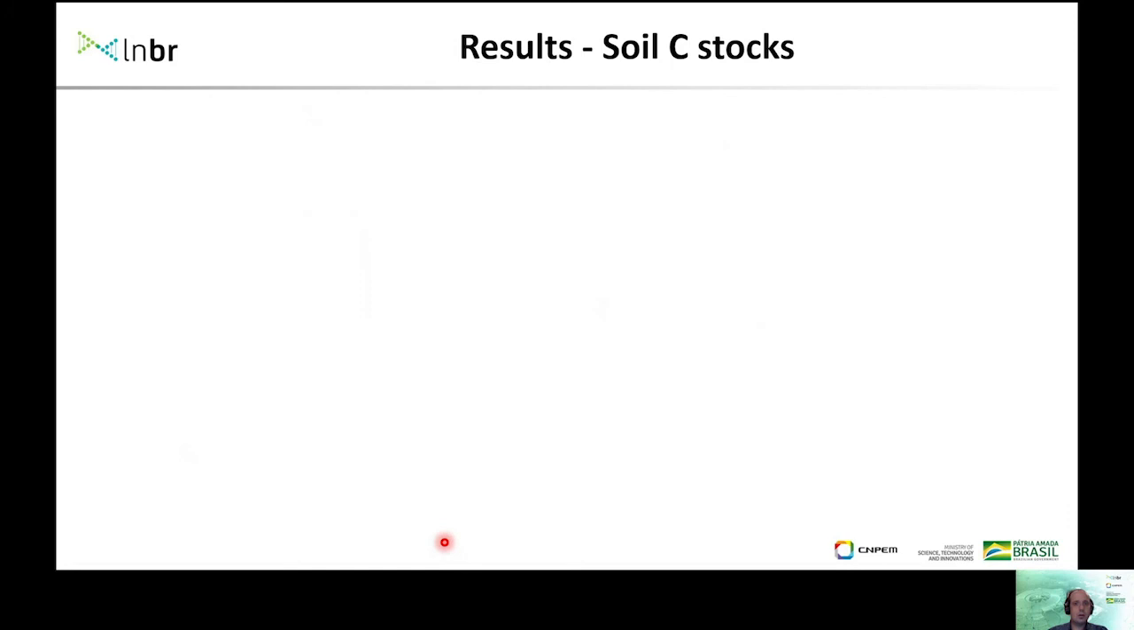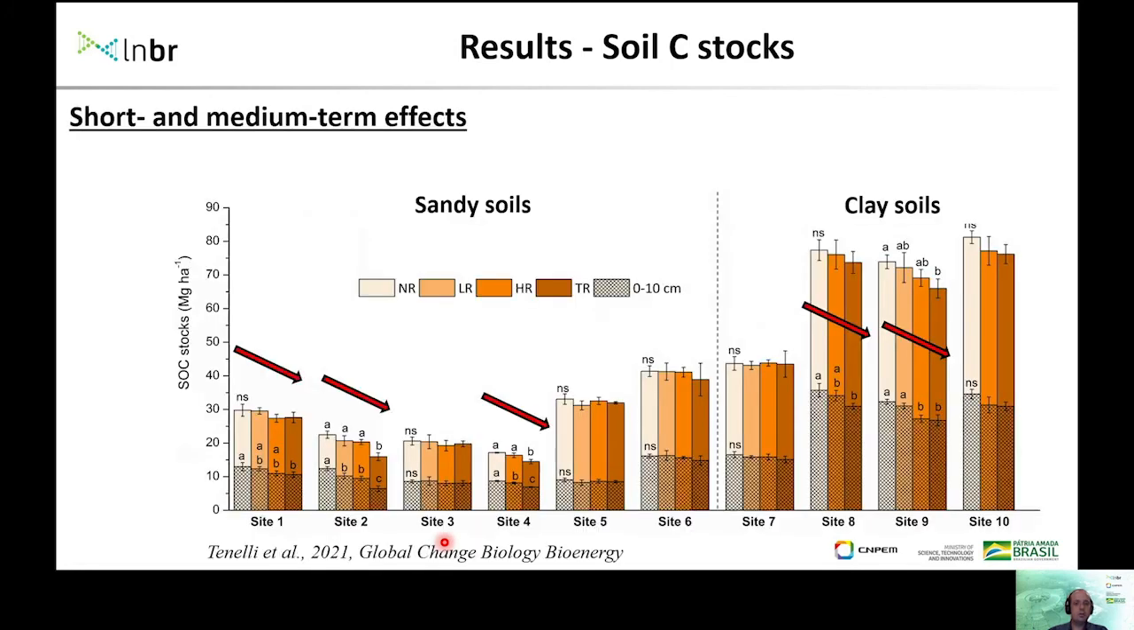Let's start to talk a little bit about the results. In the first moment, I present the effect of the straw removal on soil carbon stocks. In this bar, we present the effect up to 10 centimeters, and here up to 30 centimeters. On average, the lower carbon stocks were observed in the total removal scenario.